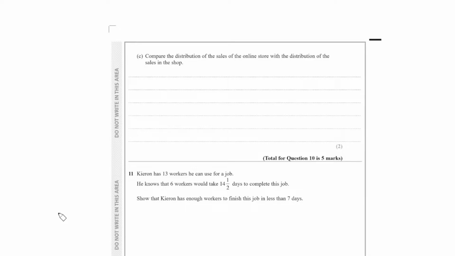So as long as you memorize what you need to mention, then you can get the answer. When they say compare the distribution between 2 box plots, they want you to mention 2 things. The first thing is the median. That's probably fairly obvious because it's one of the main measurements, isn't it? So you mention the median.